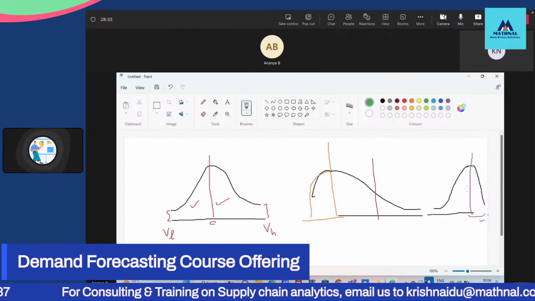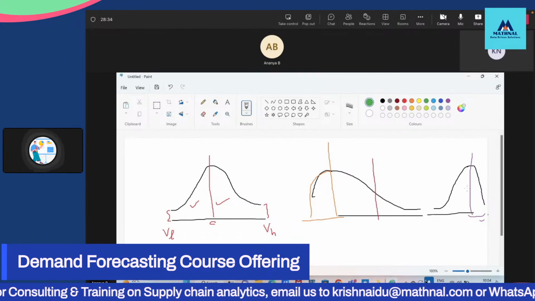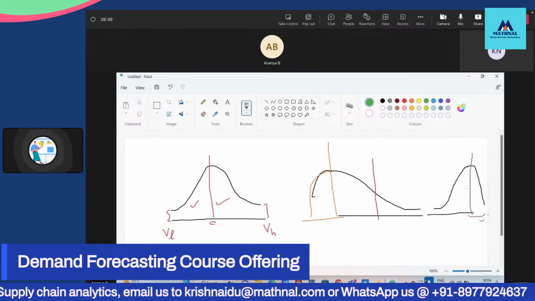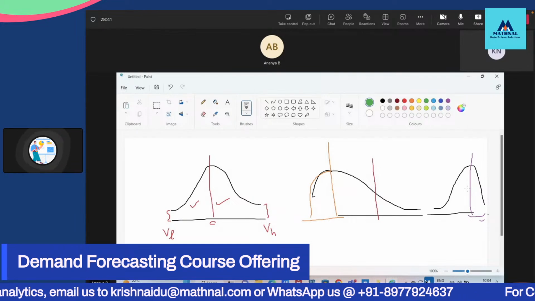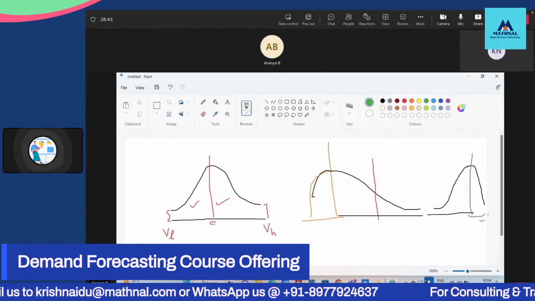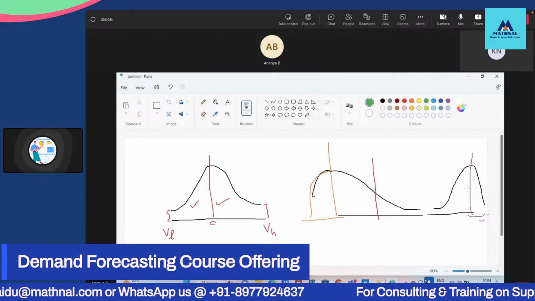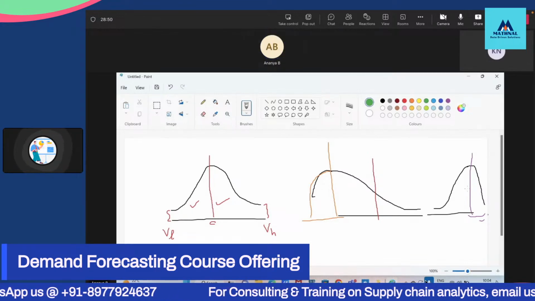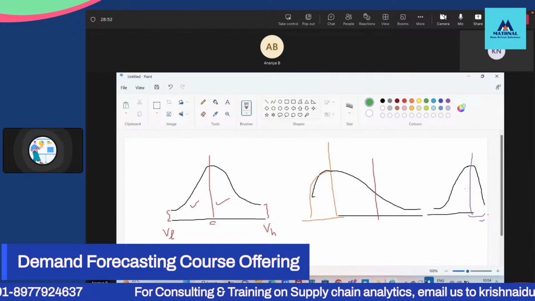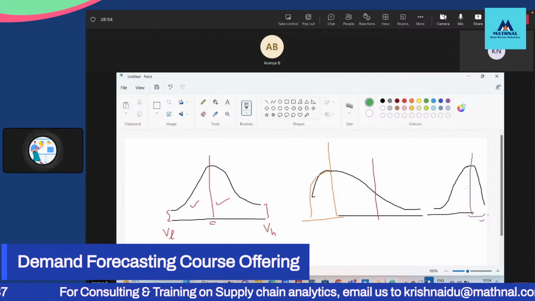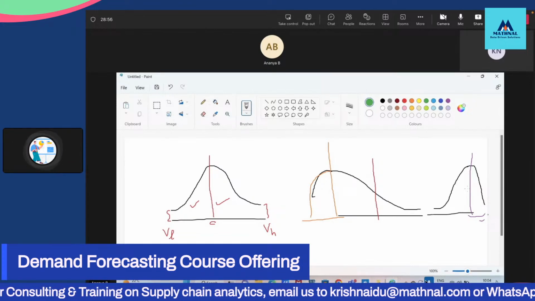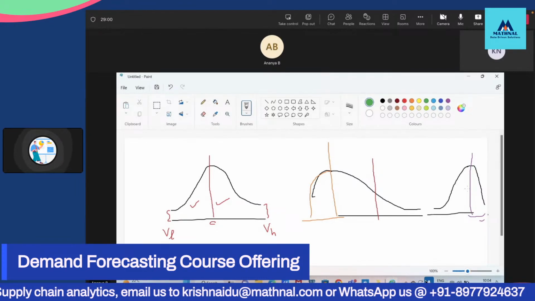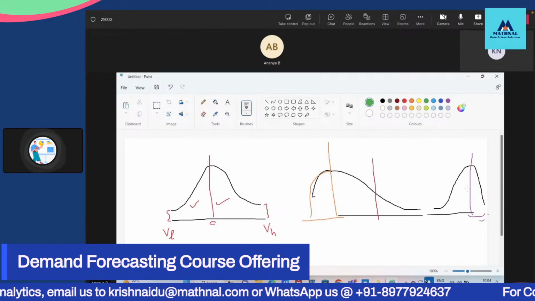So skewness is a bias. We can see the bias towards the right hand side in the second graph. It means the high volume distributions are more. If you correlate with sales, the high volume sales are more in the right skewed graph. So we need to build high inventory. We need to be ready with the high volume inventories.